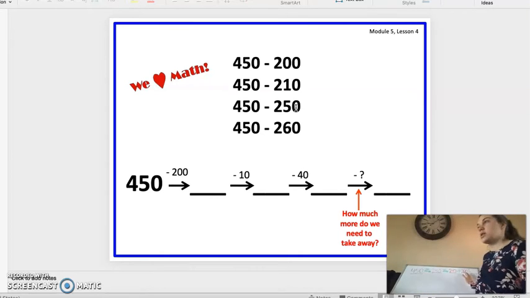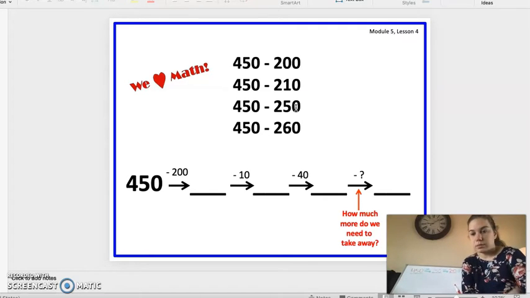So we've already done 250. Now we need to take away how much more to get from 250 to 260? Good, that would be taking away 10 more. So if we take 10 more away, what's our answer going to be? Well, we can't take 10 away from our tens place because it's a 0, so what are we going to have to do?